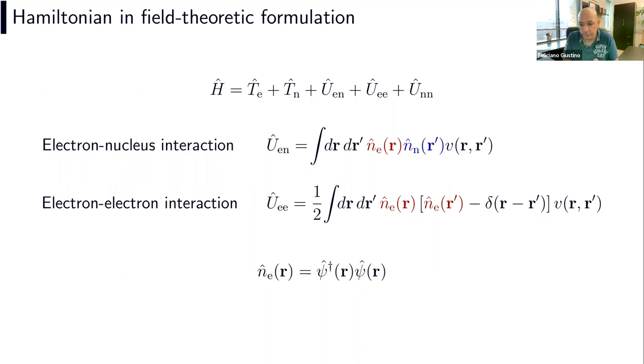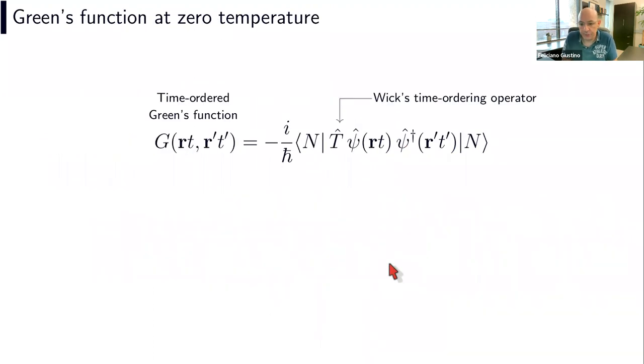The only difference between this and Hartree is that these are not C numbers or real numbers, these are actually operators, okay? And just to be clear, the electron density operator is essentially the product of two field operators, creation and then destruction operators. So what do we do with these things?